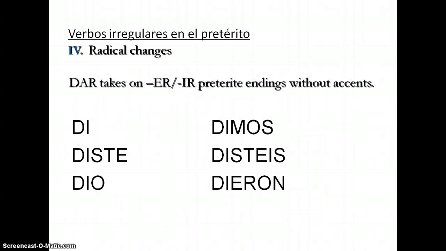Dar is an AR verb, however it takes on ER and IR preterite endings, and there are also no accents on this verb in the preterite tense. So if you look at the conjugation below, di, diste, dio, dimos, disteis, dieron, again it's an AR verb that has ER and IR preterite endings without any accents.